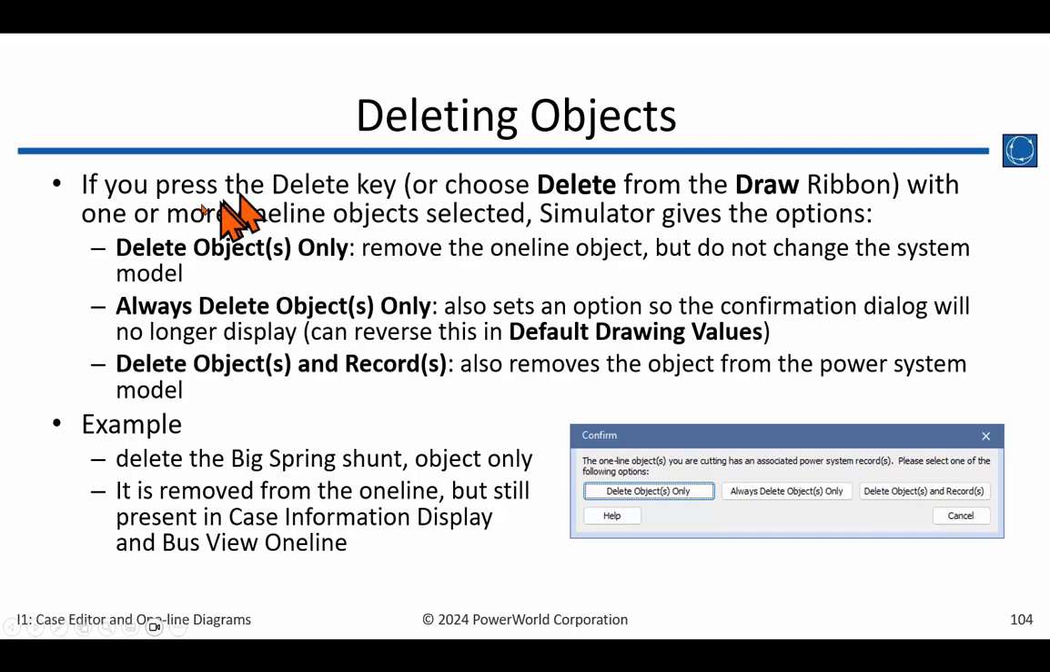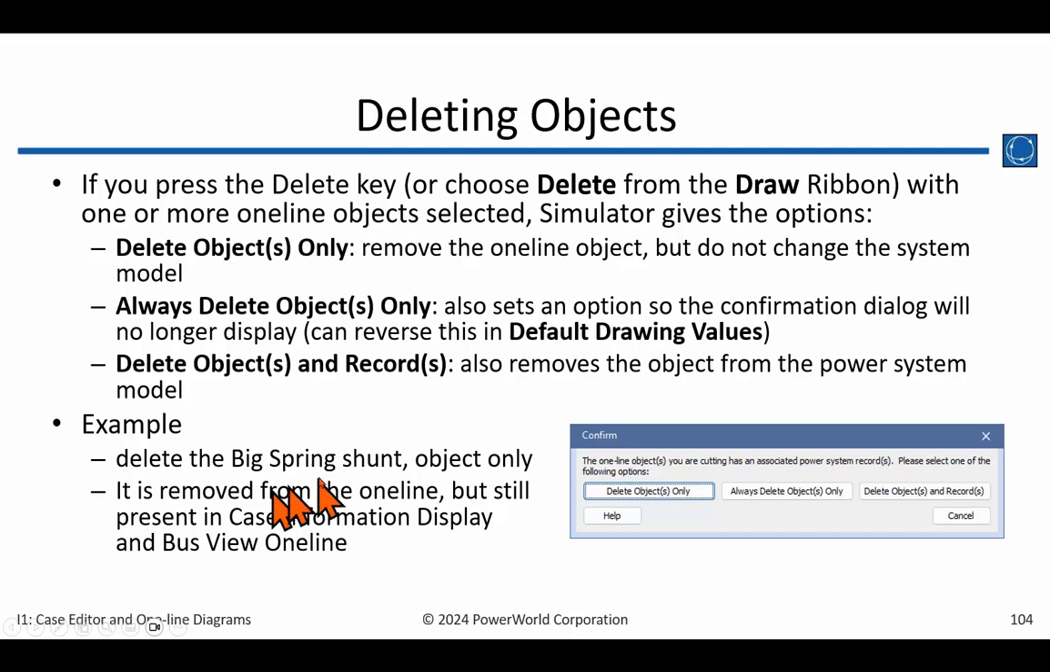And there's also a function to delete objects from the one line, and it's got a few different options with it, because you can use the one line, of course, as a case editor. If you add an object to a one line, as we did earlier with the Big Spring wind area, it'll add those objects to the case. When you delete objects, it gives you the option of just deleting the one line diagram objects, or actually deleting the objects from the case.